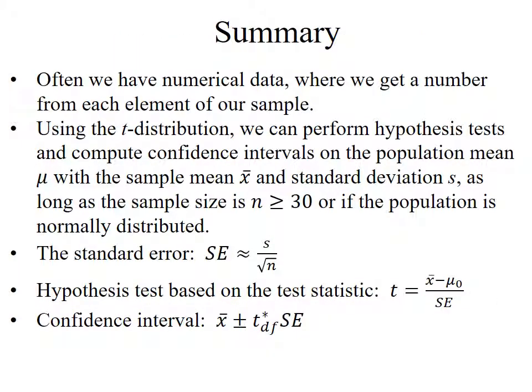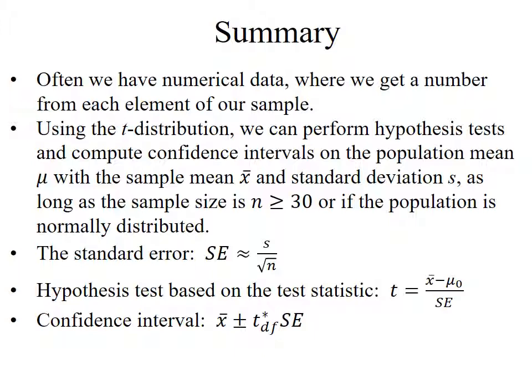All right, so to summarize, oftentimes we will have numerical data where each element of our sample gives us a number. Now, we can use the t-distribution to perform hypothesis tests and compute confidence intervals to tell us something about what the true mean of the whole population is, using our sample mean x bar and sample standard deviation s, but only if the sample size is larger than 30, or if the underlying population is at least approximately normally distributed. Whenever we do this, we will make the approximation that the standard error is our sample standard deviation divided by the square root of n. Whenever we've got a sample standard deviation, not a true population standard deviation, we have to use the t-distribution rather than the normal, the z-distribution.